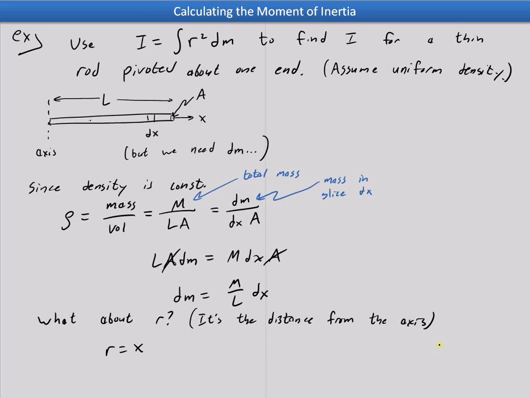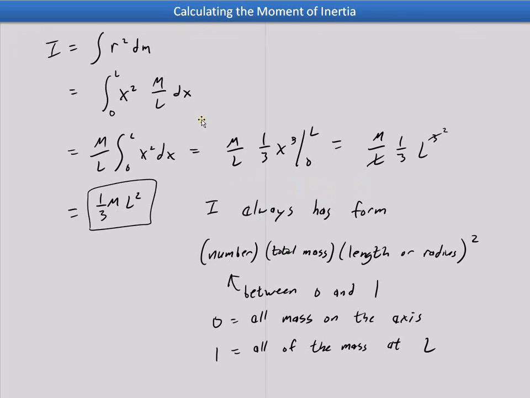Whereas our object, this rod here, has its mass spread out, and so instead of getting 0, which would be all the mass over here, or 1, which would be all the mass out here, it's spread out, so we get a number between 0 and 1. In this case, we happen to get a 1/3. Even though you can guess what the form is going to be, to figure out what the number is, you have to do an integral.